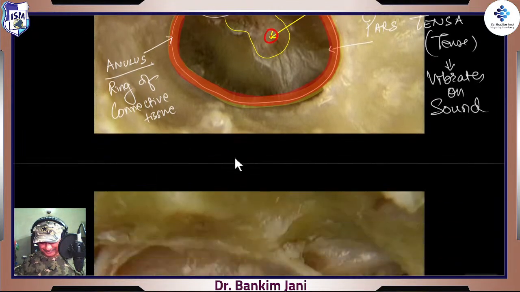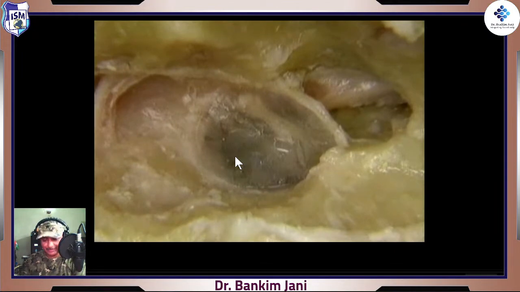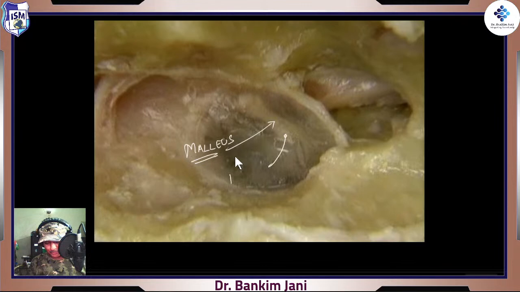See here. This is slightly at another angle so that we can see this whitish structure, this one. That is the malleus. And this one is umbo. The name is interesting, so that's why you feel like speaking it again. So it is umbo. Now over here, we have done one more thing.